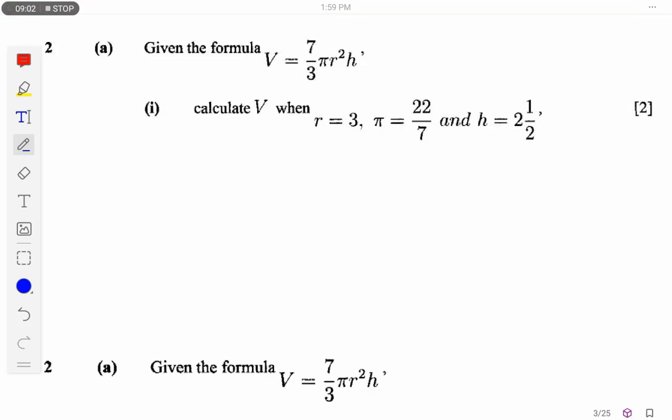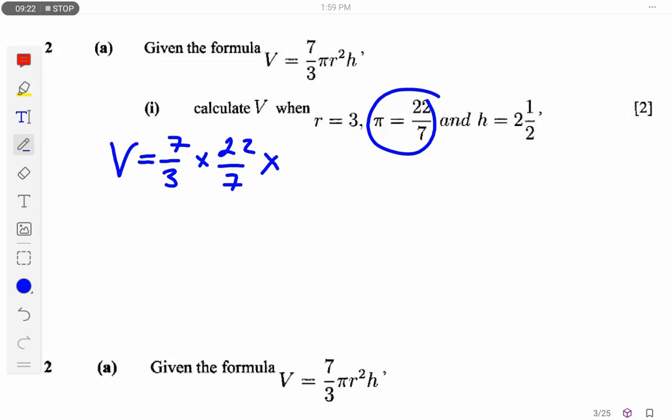So we are just substituting in this case. Let's substitute and see what we get. Okay, let's substitute. We have got V is equal to 7 over 3 times pi. We are given our pi is 22 over 7. So we can say 22 over 7 times our r squared, that's 3 squared, times our h, that's 2.5. This we can multiply by 2 and it's going to be 5 over 2 there. So I can multiply 5 over 2.